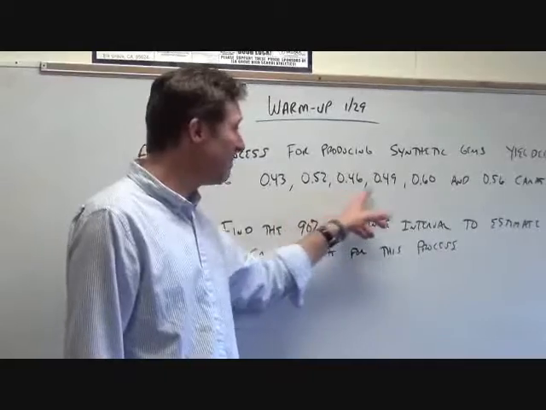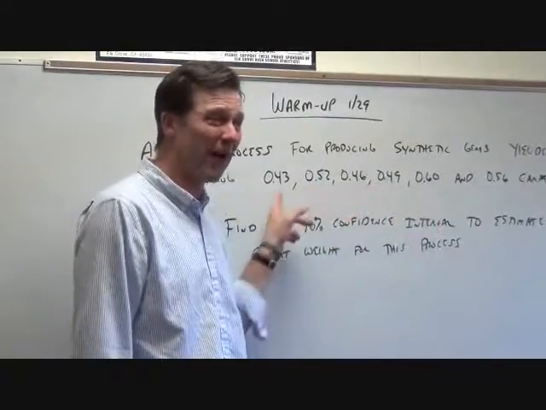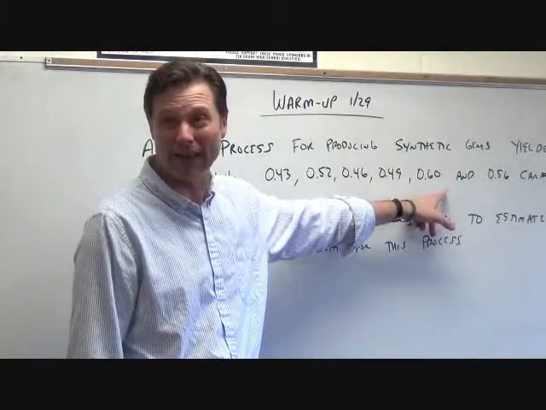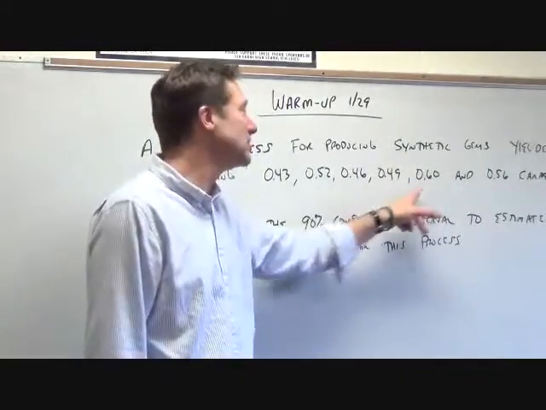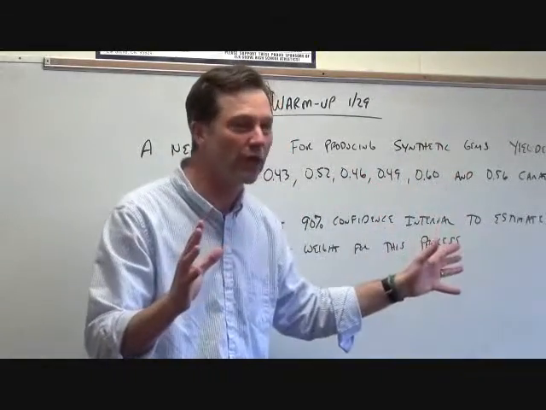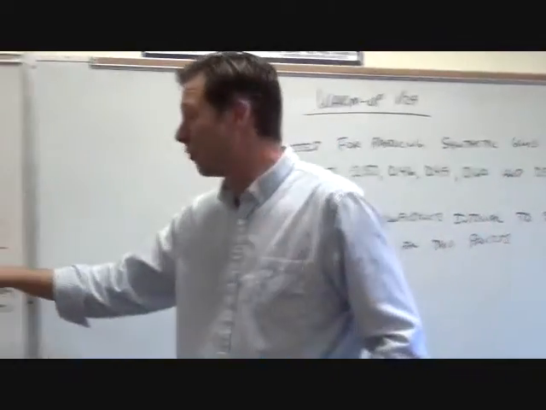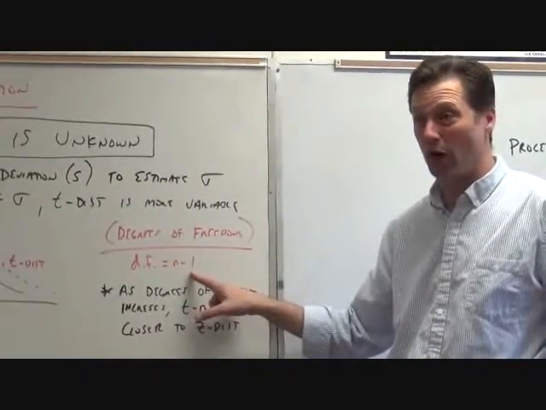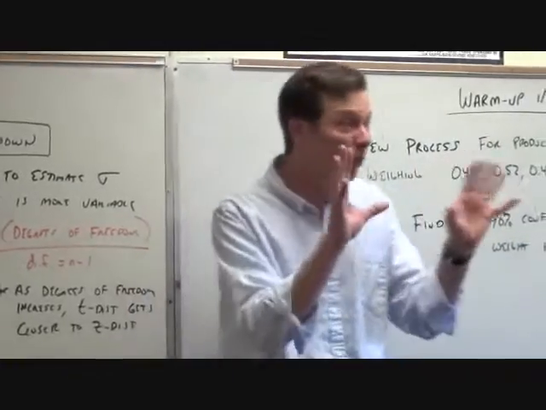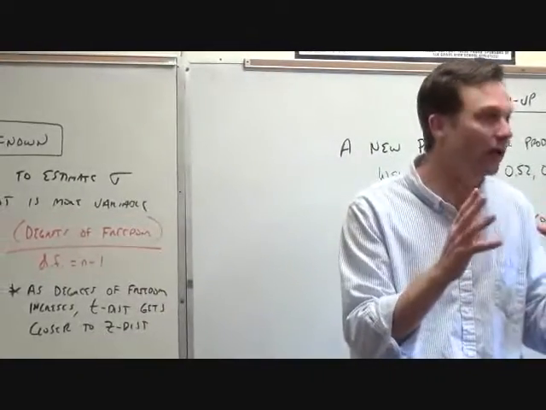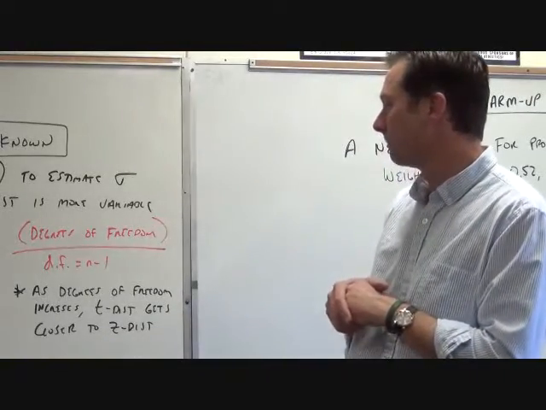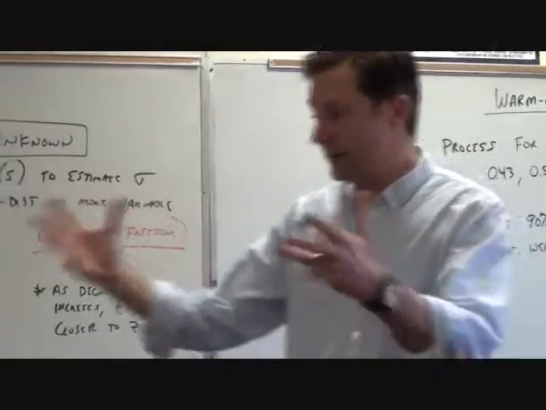If 5 of them can be whatever they want, and I know what these 5 are, could I figure out what the last number has to be? So in other words, these 5 are free to be whatever they want to be. The last one's no longer free. So that's why we've got this formula for the degrees of freedom of n minus 1. 5 of these are free to be whatever they want. And that's what we're going to use to help us figure out how much we should trust this particular estimate. Okay?